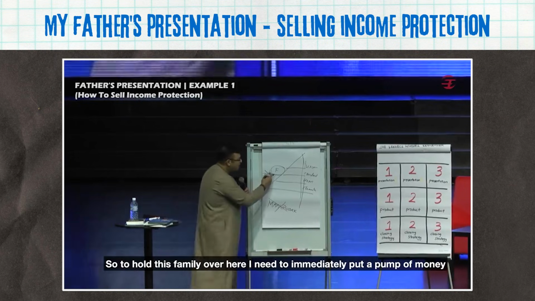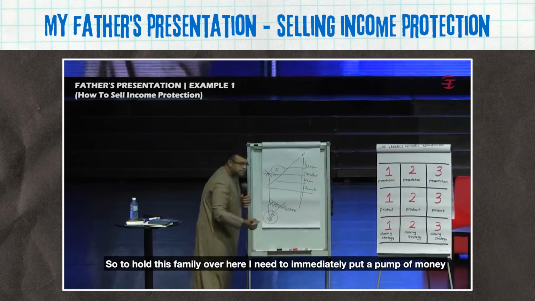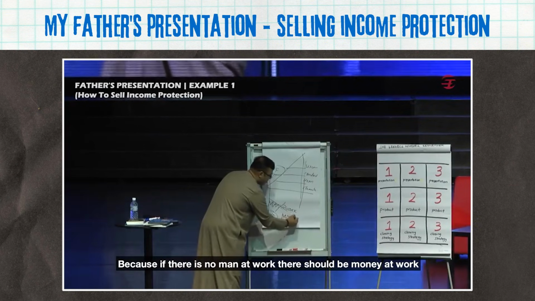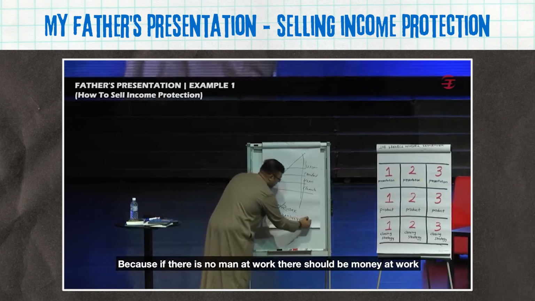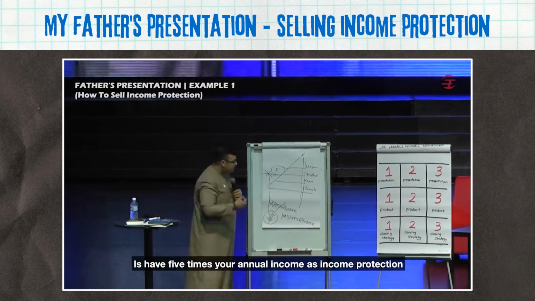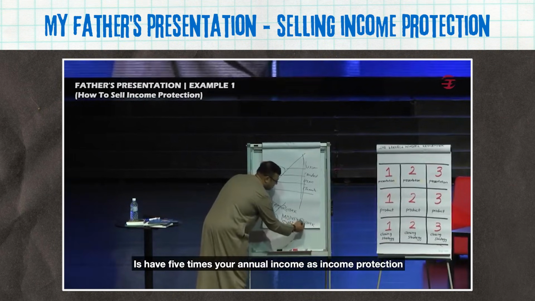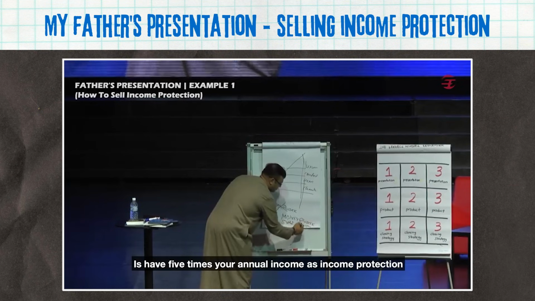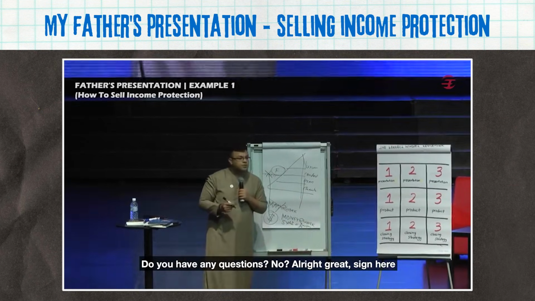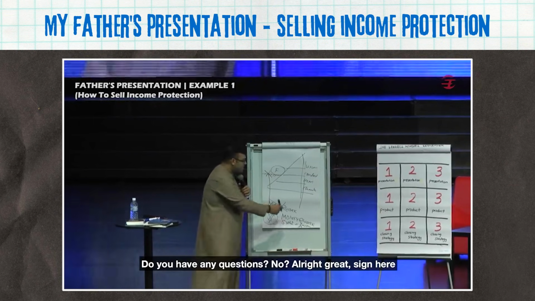So to hold this family over here, I need to immediately put a pump of money. Because if there's no man at work, there should be money at work. And the simplest way to do that is have 5 times your annual income as income protection. Do you have any questions? No? Alright, great. Sign here.